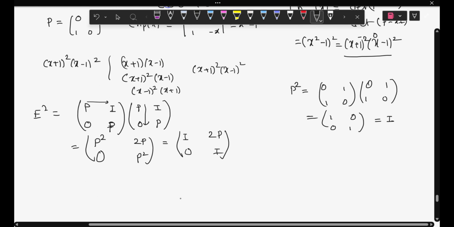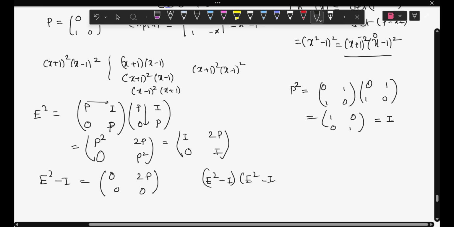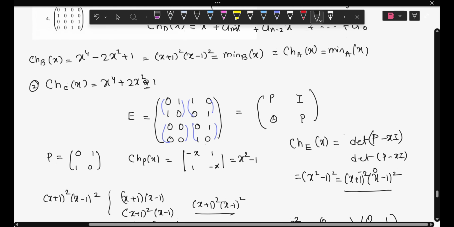So E square minus I does not give you the zero matrix. E square minus I is [0, 2P; 0, 0]. So E square minus I is not the zero matrix, but (E square minus I) whole square is actually the zero matrix. So the minimal polynomial of the given matrix E is this, which is also the minimal polynomial of the given matrix A. So this matrix E and the given matrix A have the same minimal polynomial and the same characteristic polynomial. Therefore, option C is our correct option.